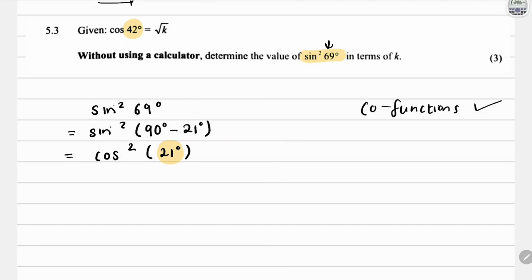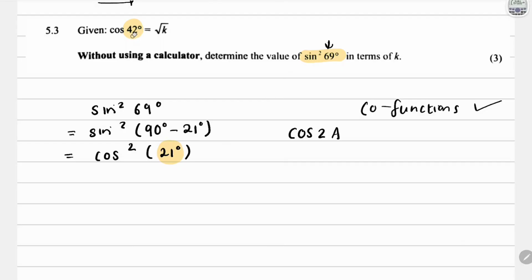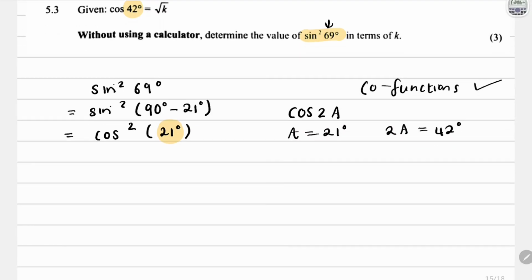So this is half the angle. With your double angle formulas, as you can see them here, since these are speaking about cos, we have cos 42, and we have cos squared of 21 degrees, which is half of 42 degrees. We know that we're going to be using the cos 2A formula. So what I'm looking at is the 21 degrees, because it's half of 42 degrees, that's going to stand for your A. Your A is the 21 degrees, and then the 2A is double 21, which is 42. So this is how we can use this.